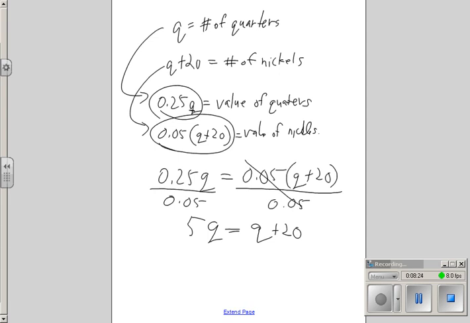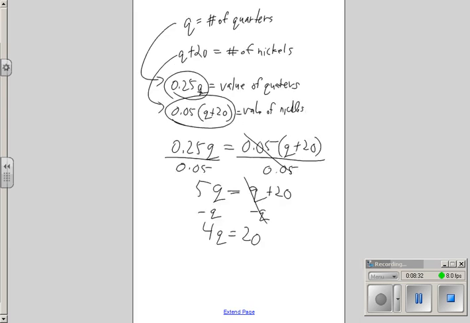And now what I do is I subtract Q from both sides to get it isolated over here. So I have 4Q equals 20. And then divide both sides by 4, and I end up with Q equals 5. So the number of quarters, going back up here, is 5. And the number of nickels is 25. And we have the answer to our solution.